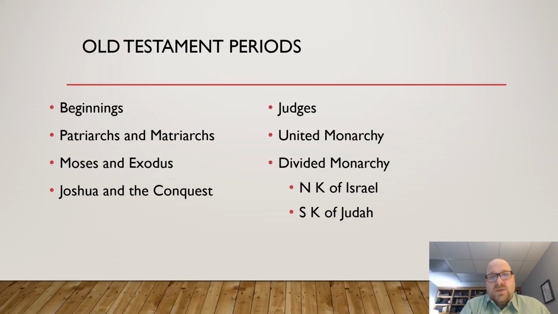The southern two tribes, the southern kingdom of Judah, remained a kingdom for almost 200 years longer, all the way until 586.